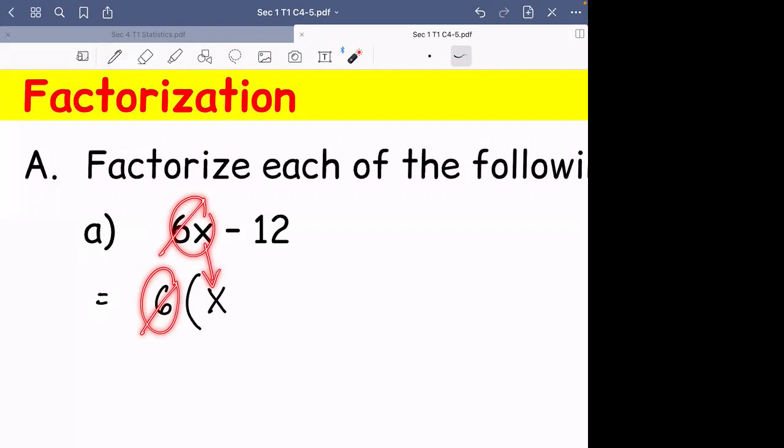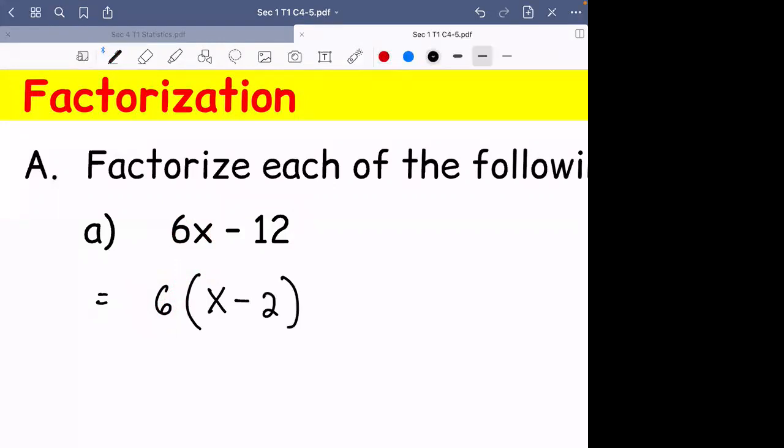And then negative 12 divided by 6. So what do you get? Obviously, it's negative 2. And then close bracket. So that's it. This is your answer for letter A. Do you have any question, class? Any question? So that's how you factorize.